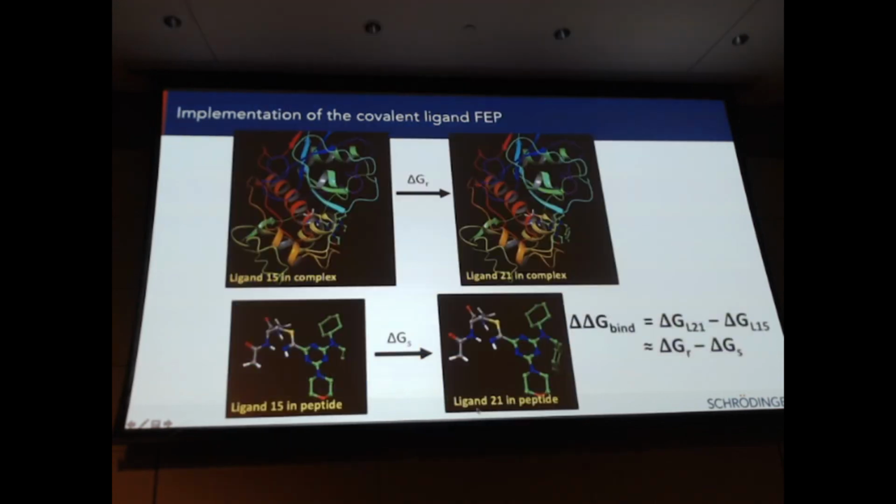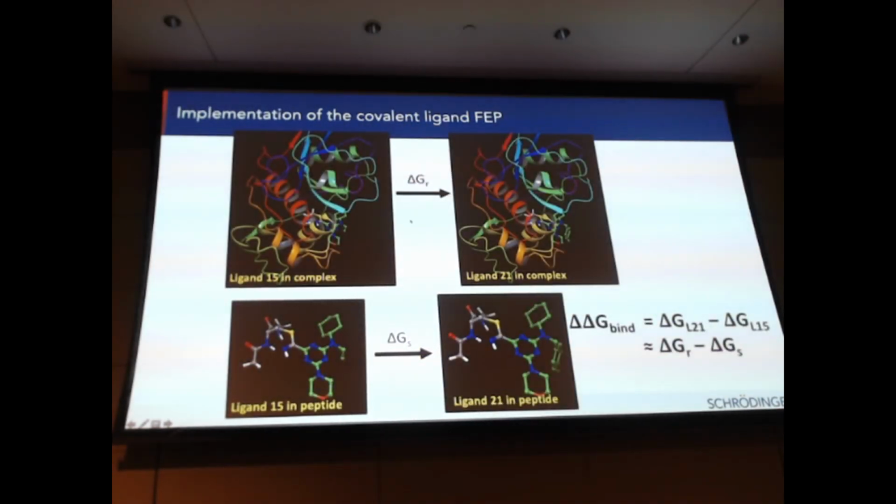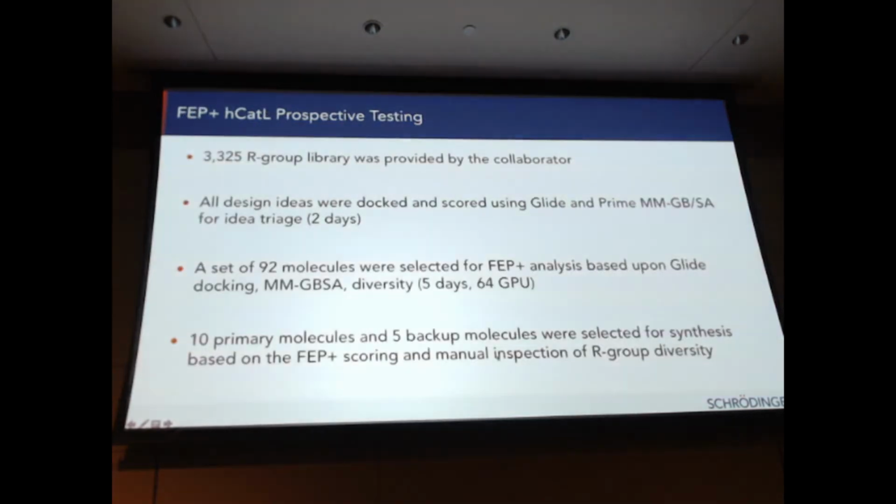So the 2 legs in the FEP for covalent binding are shown here. In the complex leg, the protein covalently bonded to ligand 1 is mutated to protein-ligand 2, and the solvent leg is similar. We applied Glide docking and MM-GBSA and identified 92 molecules for further analysis by FEP+. Based on the FEP+ calculations, we recommended 10 molecules plus 5 backups.